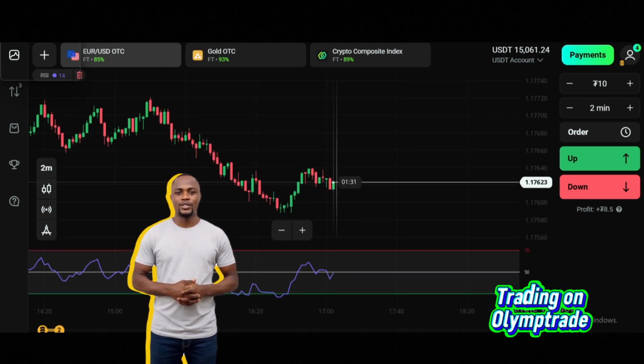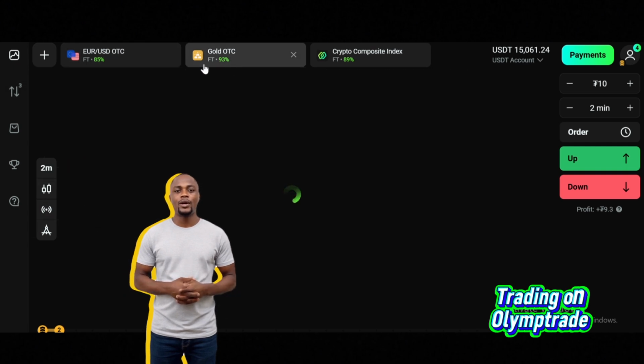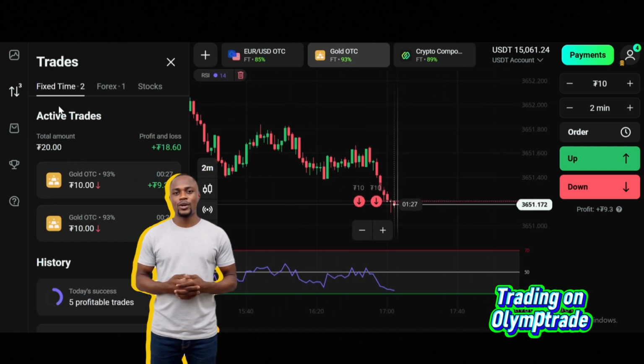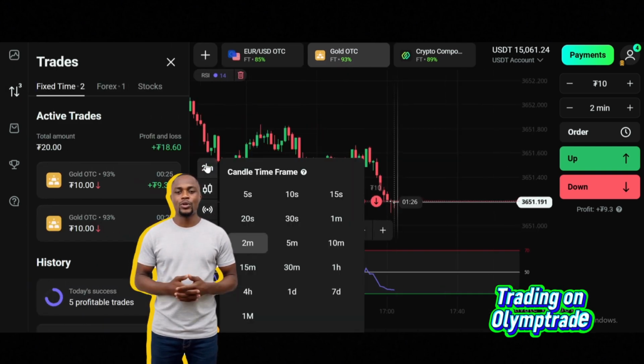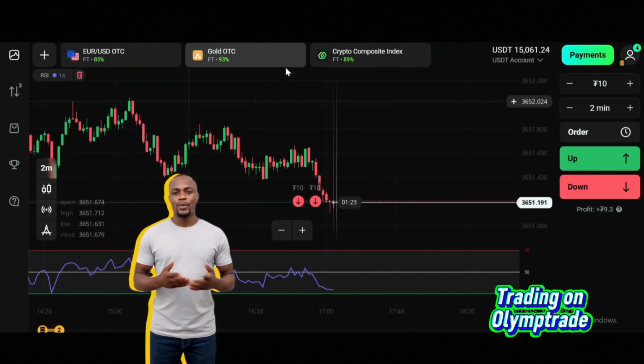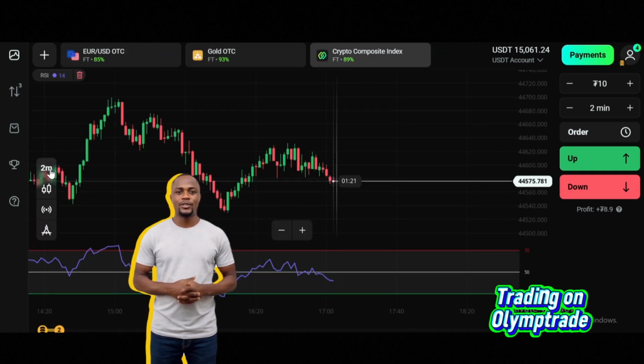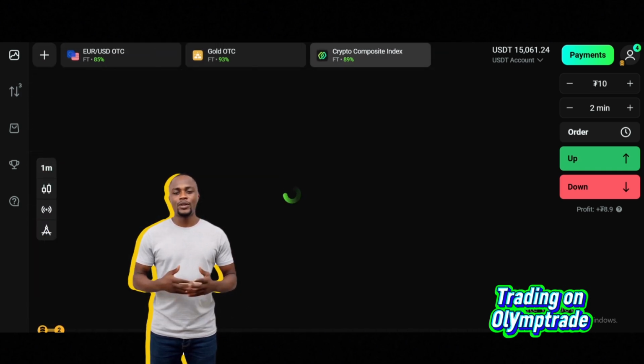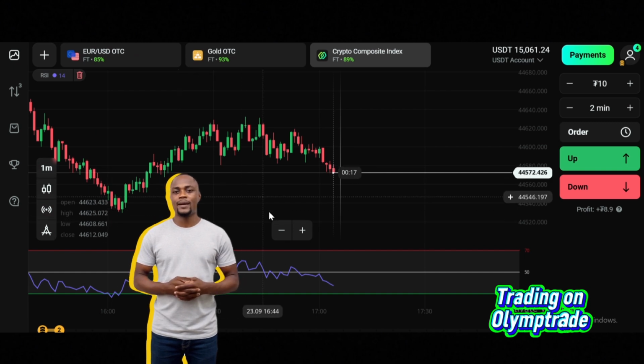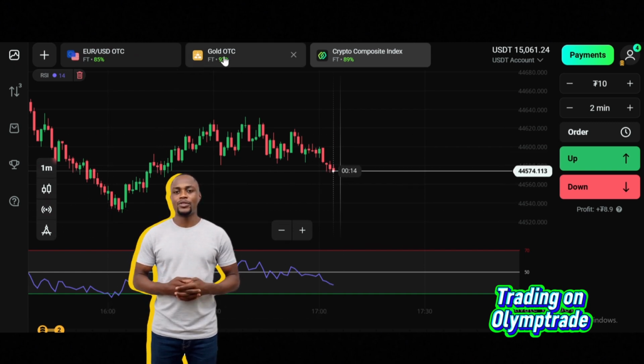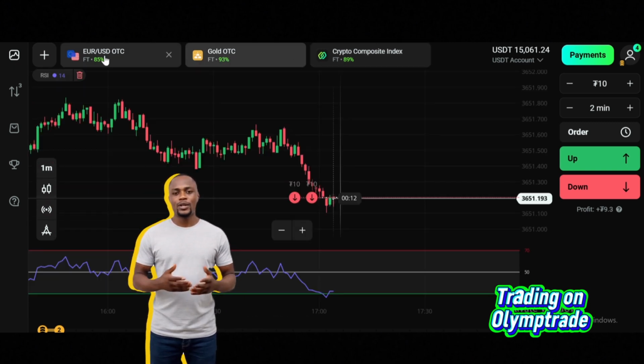Test different expiration times, 3 to 5 minutes on short charts, 10 to 15 minutes on longer charts. Once you feel confident, move to real trades slowly, starting with small amounts. Remember, success in fixed time trading isn't about rushing or trying to win every single trade. It's about consistency. Small, smart decisions add up over time.